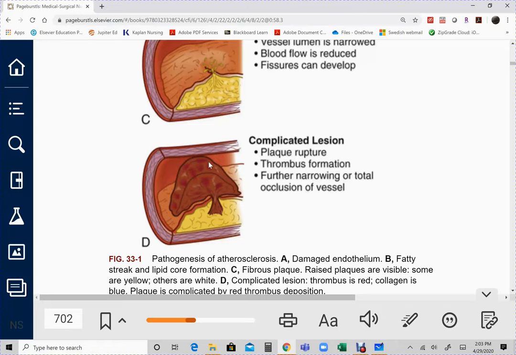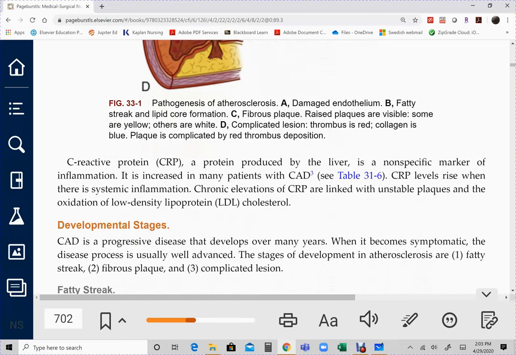The difference will be made on how long the ischemia lasted, whether or not this is a permanent plaque, and how much cardiac muscle injury was caused. So now it will lead to our acute coronary syndromes, namely unstable angina, non-ST elevation MI, and ST elevation MI. We'll discuss those in detail shortly.